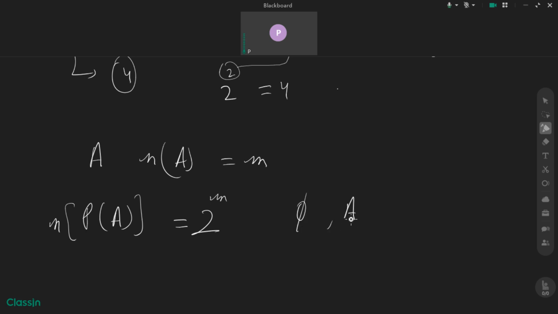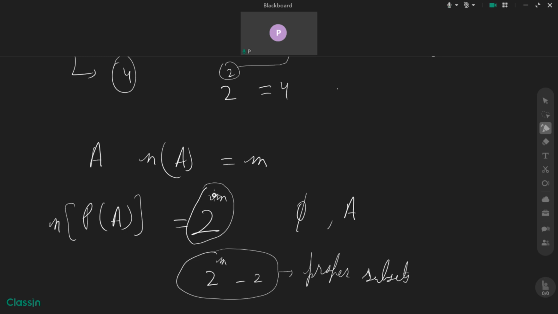in which 2 subsets, phi and the set A itself, will not be proper. Apart from that, 2 raised to power m minus 2 subsets will all be proper subsets. Total subsets will be 2 raised to power m, in which phi and A itself will not be proper, and apart from them, the 2 raised to power m minus 2 subsets will all be proper subsets.